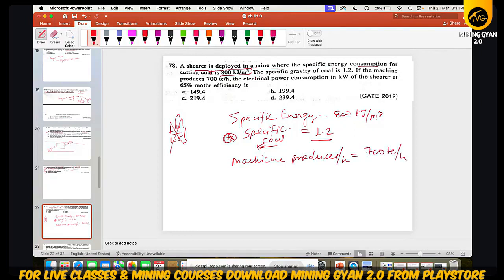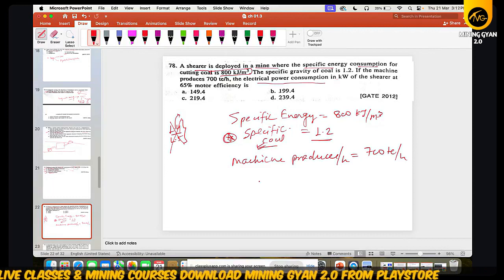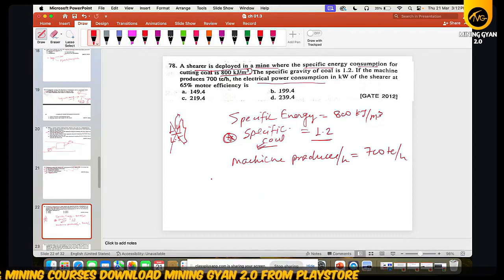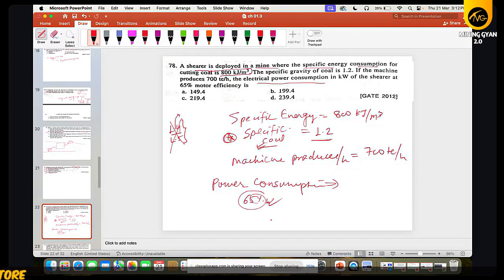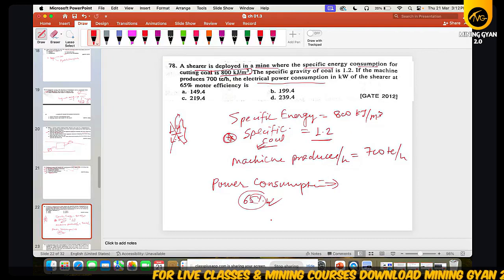So we have to calculate the electrical power consumption, with efficiency 65. You can also give your answer simultaneously, because it will work as your practice session also, if you know or if you have read about it earlier. Otherwise I will solve this question.